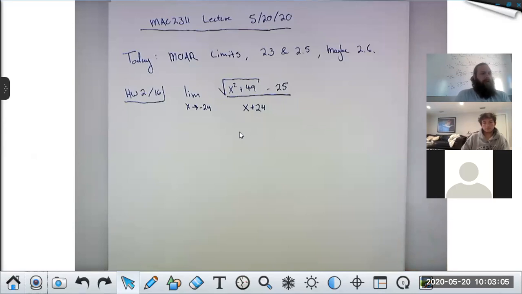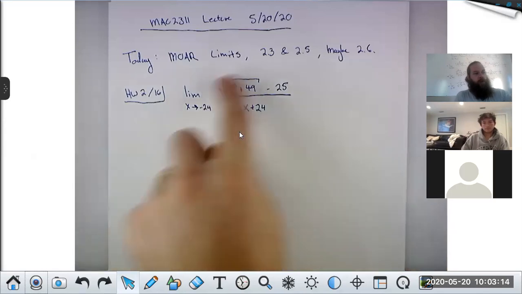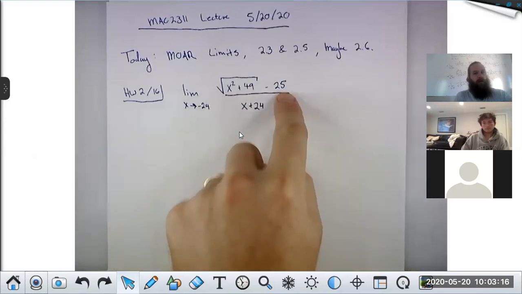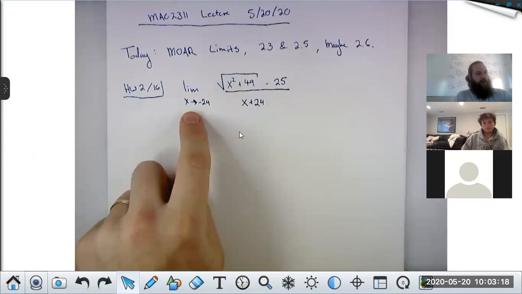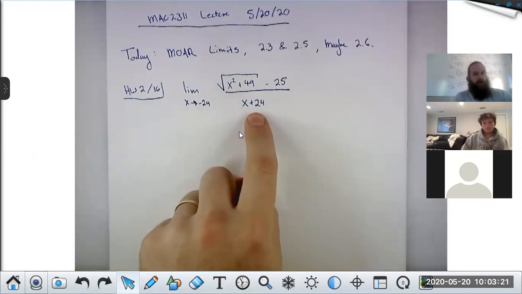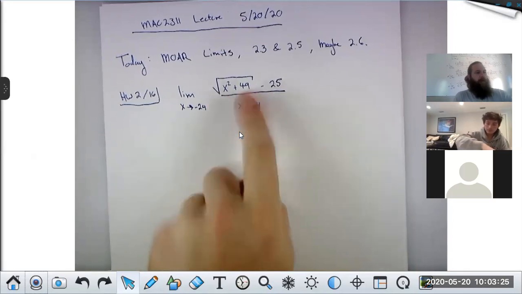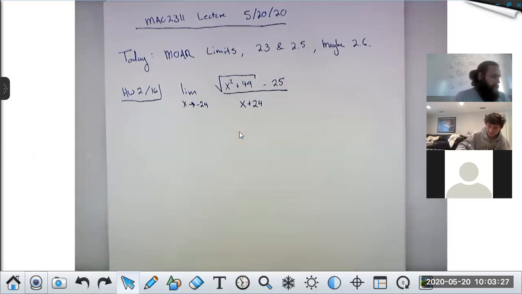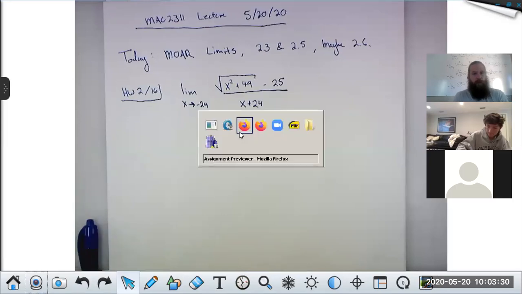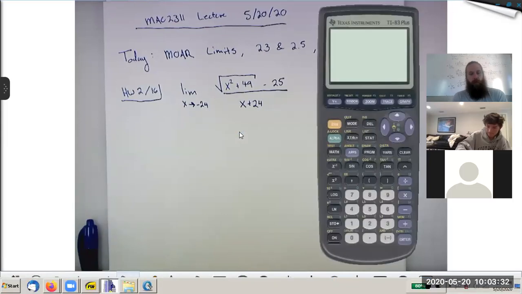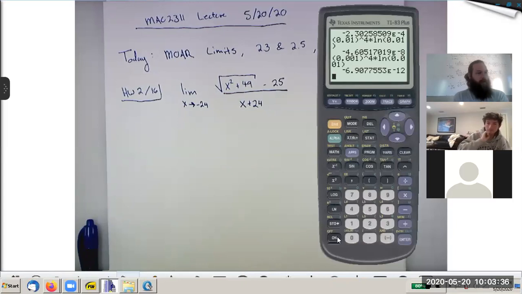In any case, what we're going to need to do is multiply by the conjugate, right? This should remind you of the problem we looked at last time that required that multiply by the conjugate trick, because I've got the square root of something minus some constant here. And as I send x to negative 24, the bottom is definitely going to 0, so I'm going to need to cancel that factor somehow. And I suspect that the top will also go to 0. Now, I'm not sure off the top of my head what the square root of 24 squared plus 49 is, but we can double check that if we plug in negative 24, we really do get 0 over 0.